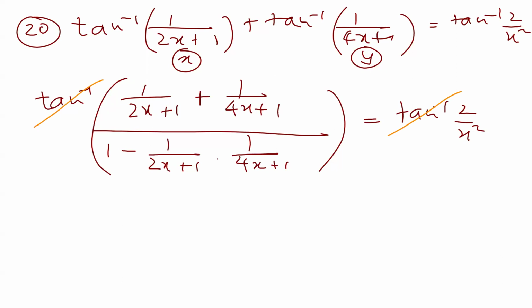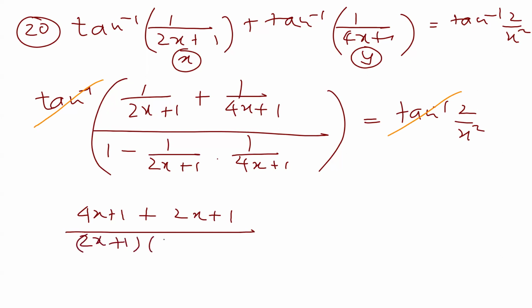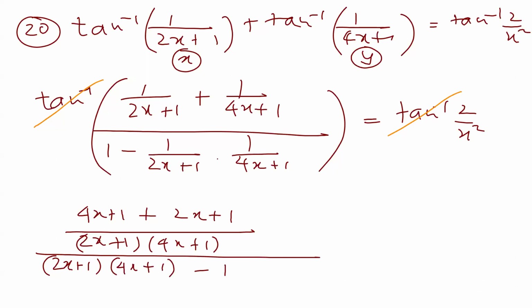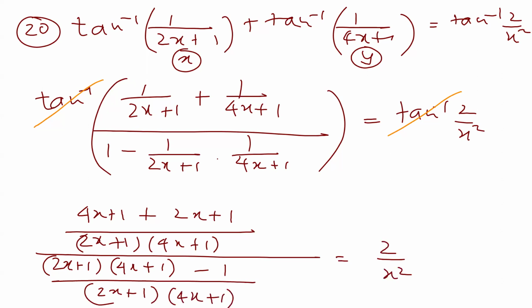Take LCM in the numerator as well as denominator. So 4x plus 1 plus 2x plus 1, upon 2x plus 1 into 4x plus 1, the whole upon 4x plus 1 minus 1 upon 2x plus 1 into 4x plus 1, is equal to 2 upon x square. Some cancellations. So this part is 6x plus 2.